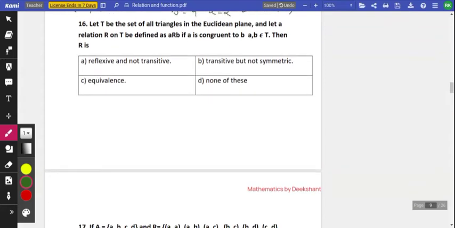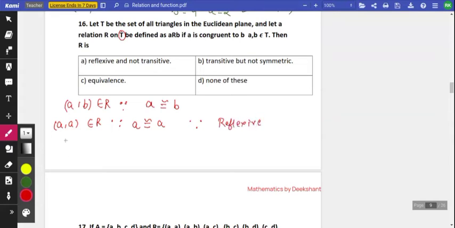In this question, you have to check whether the given relation is reflexive, symmetric or transitive. A comma B belongs to relation R shows that A is congruent to triangle B, where T is the set of all triangles. For the given relation to be reflexive, A comma A belongs to relation R shows that A is congruent to triangle A, which is correct. So the given relation is reflexive.